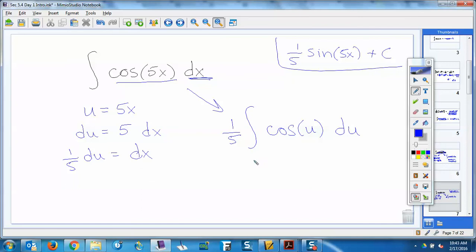So the antiderivative of cosine is sine u plus c, and then I'm going to put my 5x back in, 1/5 sine 5x plus c. But it just saved you a lot of work if you could just see it on that one. Okay? But you're not always going to see it on ones that are more complex.